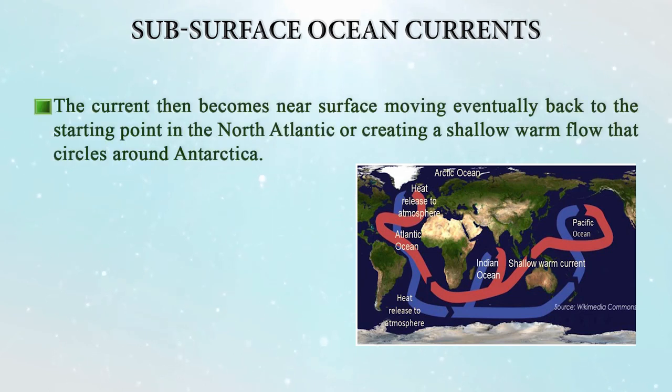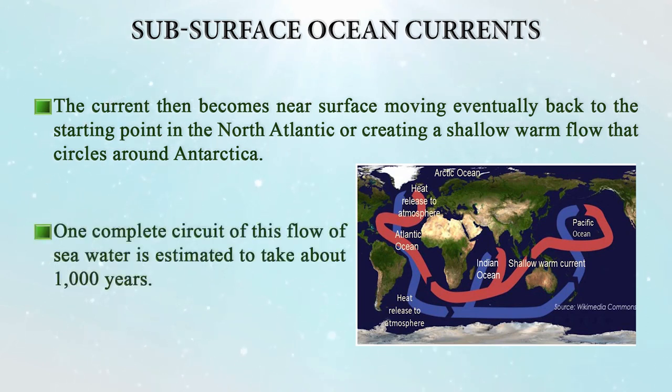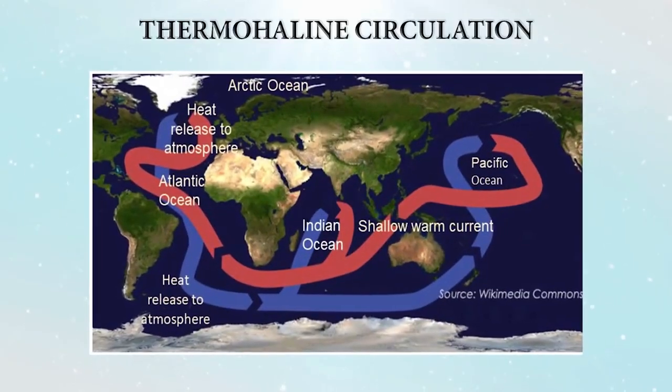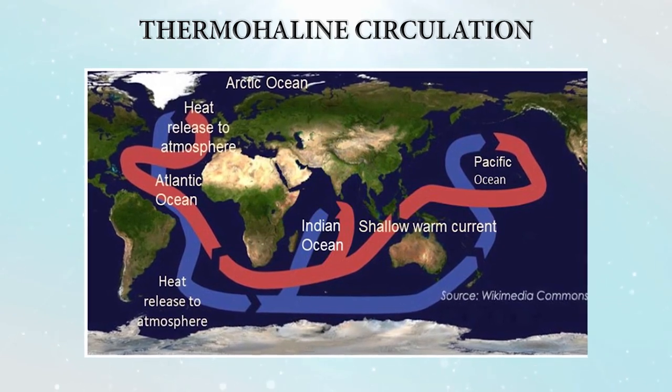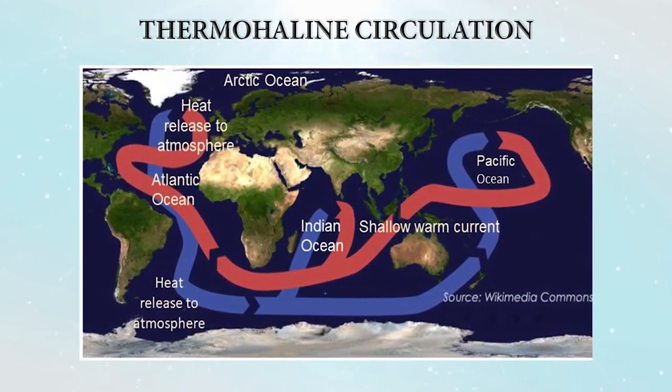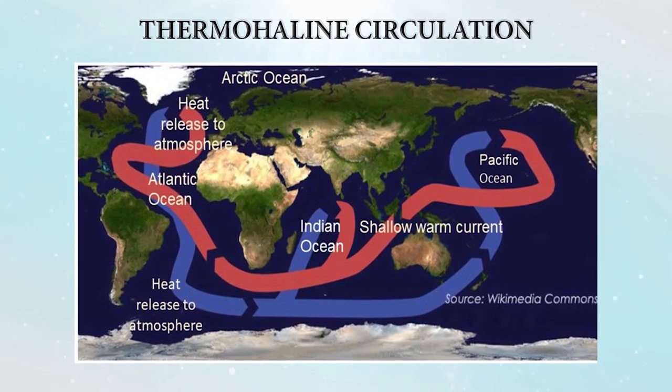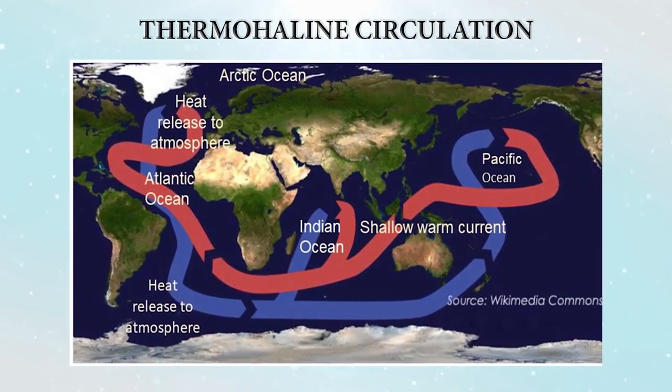The current then comes near the surface, moving eventually back to the starting point in the North Atlantic, or creating a shallow warm water that circles around Antarctica. One complete circuit of this flow of seawater is estimated to take place in about 1000 years. You will understand this better with the help of this figure, where thermohaline circulation is represented. The red ones are the shallow warm waters and the deep ones are shown in blue color.